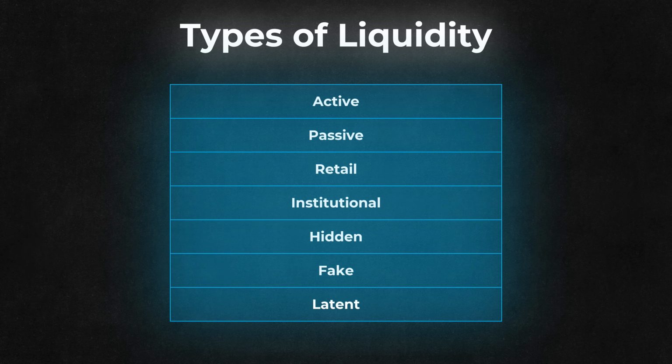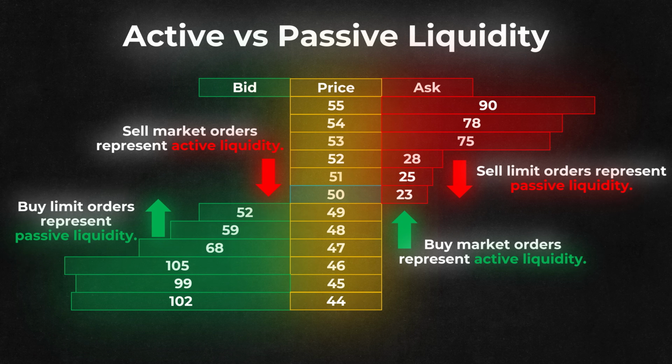Let's first differentiate between active and passive liquidity. Passive liquidity is represented by the limit orders you see in the order book or depth of market. It's passive because it doesn't initiate price movement. It waits to be consumed by market orders. Market orders, which do initiate price movements, are considered to be active liquidity. They attack the passive liquidity from limit orders, so to speak.